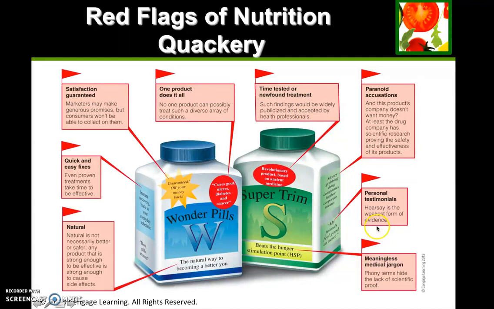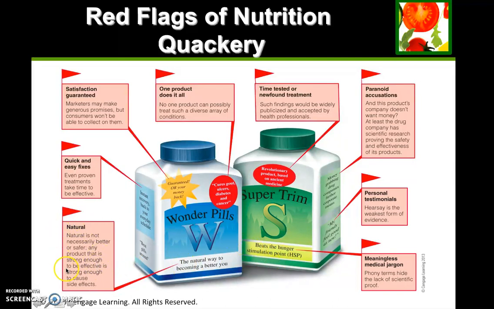Another one to look for, personal testimonials. Again, hearsay is the weakest form of evidence. We want a large group of people, not just one person saying something works. And this is kind of a big one now. A lot of companies like to use complicated terms and talk about biohacks and beating your metabolism. And a lot of times these phony terms will hide their lack of actual scientific proof. So here we have "beats the hunger stimulation point," the HSP. You might think, oh, this sounds very complicated and like they know what they're talking about, but there's actually no such thing as a hunger stimulation point.